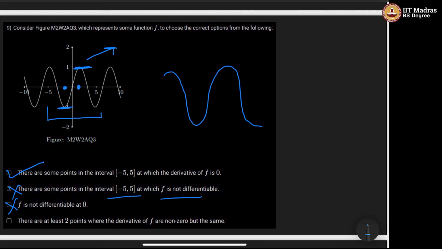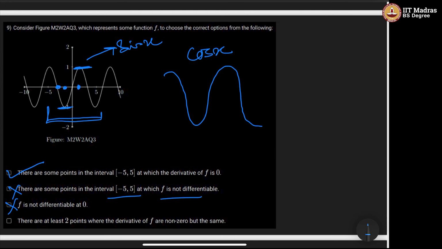If this is a graph, right? So this is the graph of sin x. You can clearly get it, right? So what is the derivative of sin x? The derivative of sin x is cos x, right? So we have cos x, and we have minus 5 to 5.